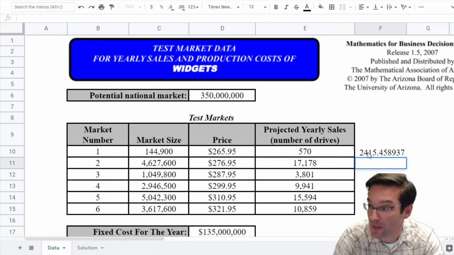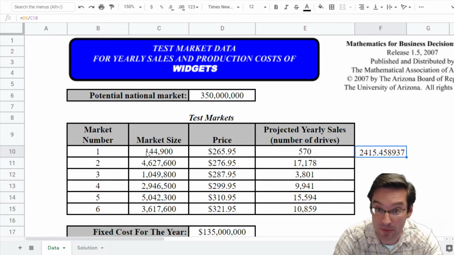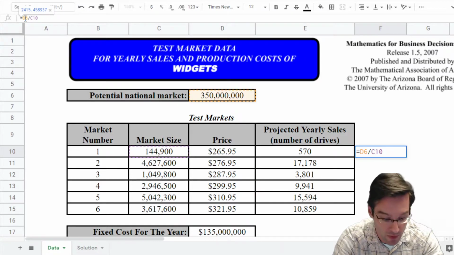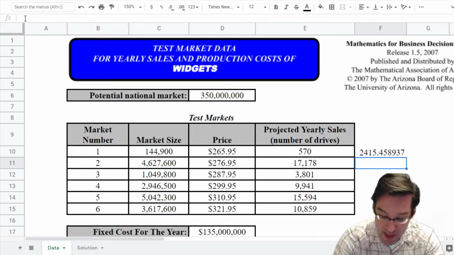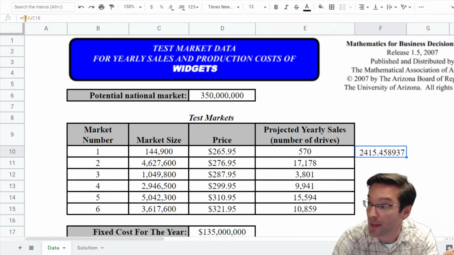So what this number is telling me is that the national market is 2,400 times as large as this small test market was, right? That's what that ratio tells me. And so, therefore, on the national market, I should expect to see, all else being equal, 2,400 times as many sales as we saw in this small test market.